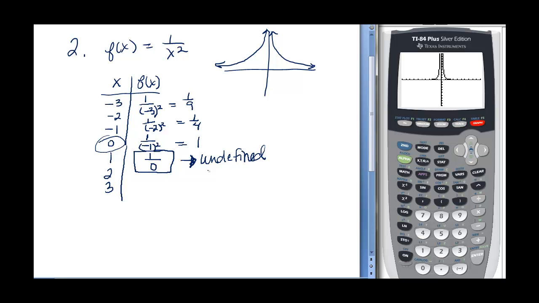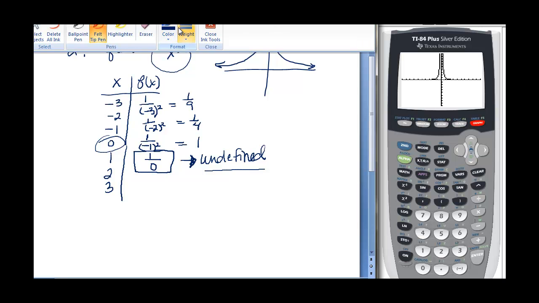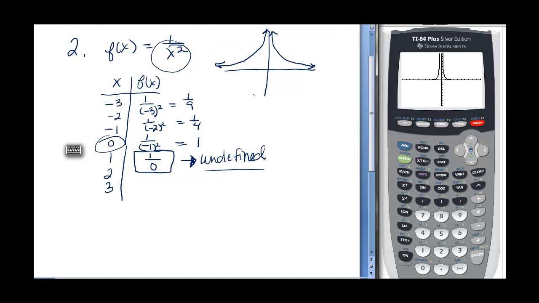So anytime I have a denominator and I've set that equal to 0, or it is 0, then the function is undefined. When the function is undefined, I actually have what we call a vertical asymptote. Okay, so right here I would have a vertical asymptote at x equals 0.